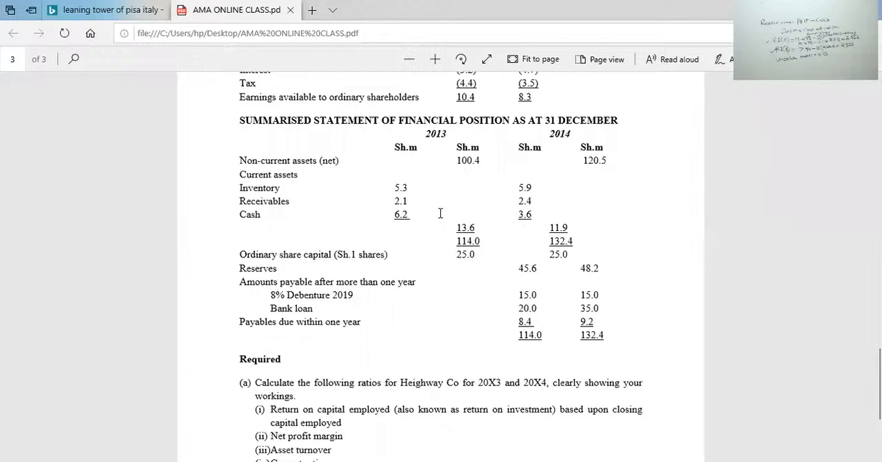Net assets. Net assets minus current liabilities.